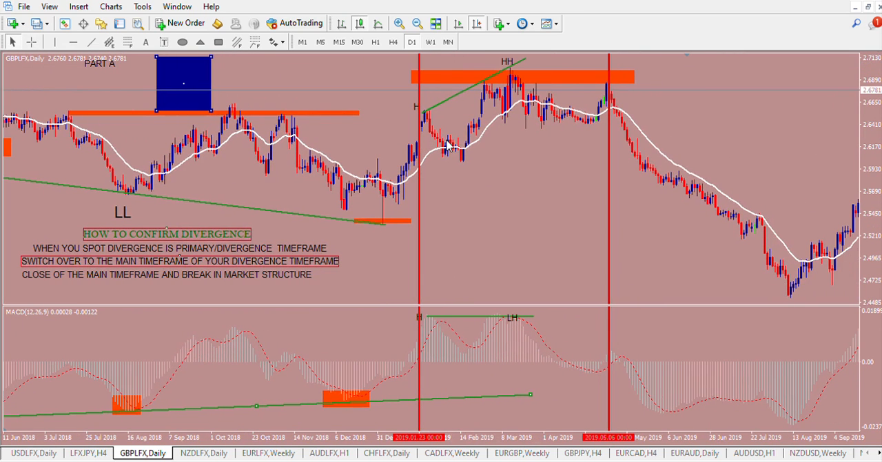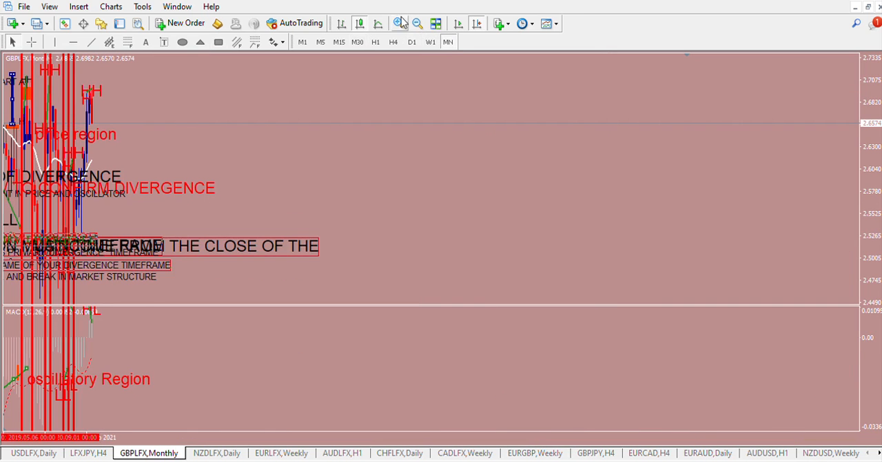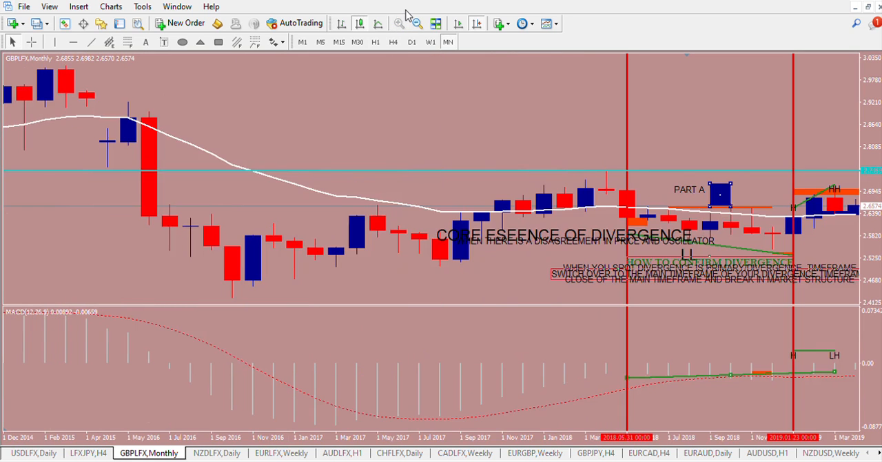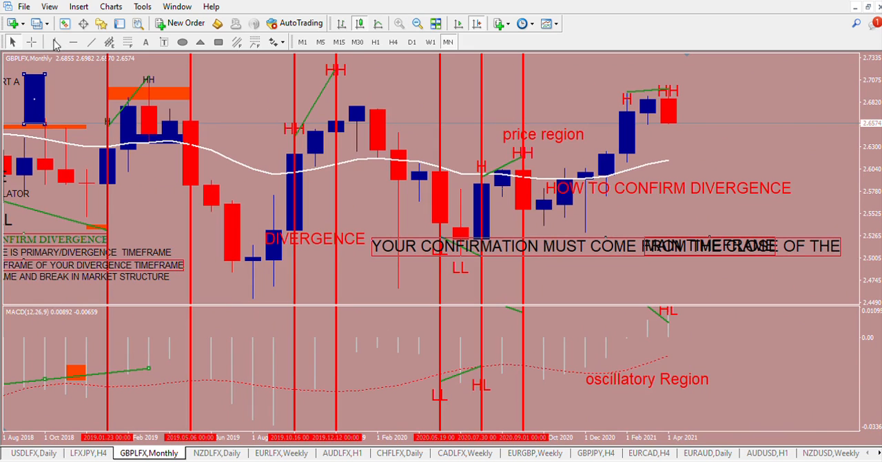Now let's go back to this. How did this confirm? Now we have the divergence on the daily. Don't forget, we now go back to look for the market structure region. This is the market structure region, this zone. We want to see a close below this at the end of the month. Now let's go to the monthly, which is our daily, our main time frame for our divergence. Can you see? We have the close. And where is the close? This particular bearish candle closed below market structure and went ahead to do two more days of sellers. So this is how to confirm your divergence.